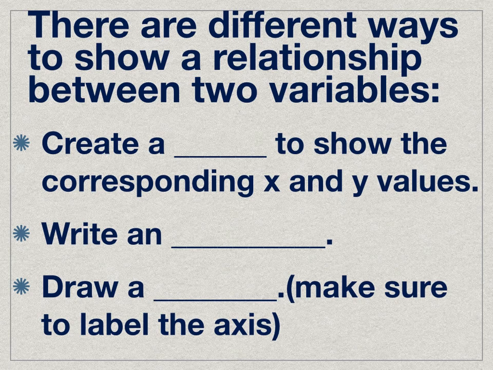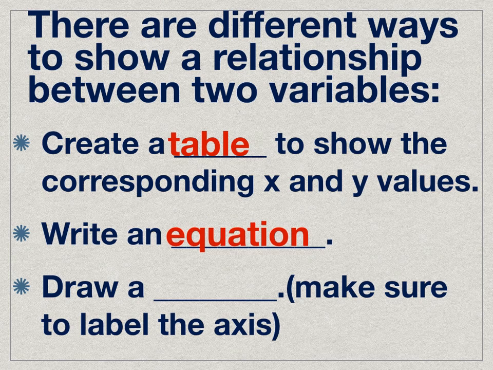There are different ways to show a relationship between two variables. You can create a table to show the corresponding x and y values. You can write an equation, and you can also draw a graph. If you're drawing a graph, you do need to make sure that you label your axes.